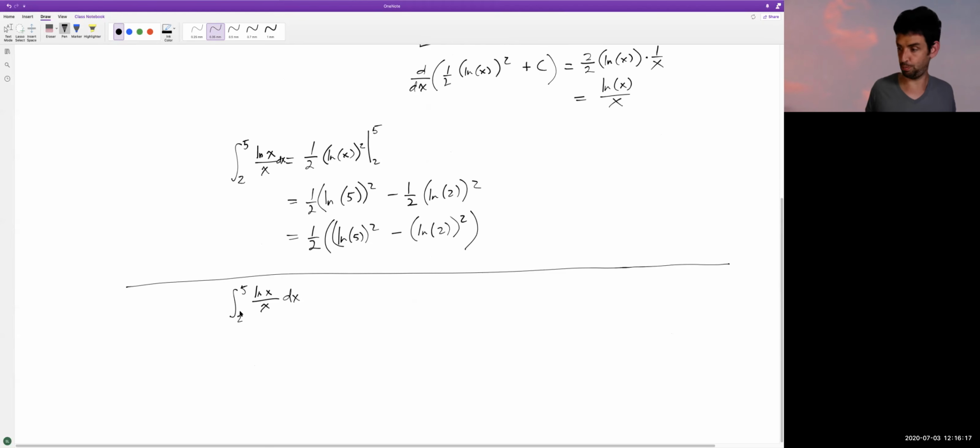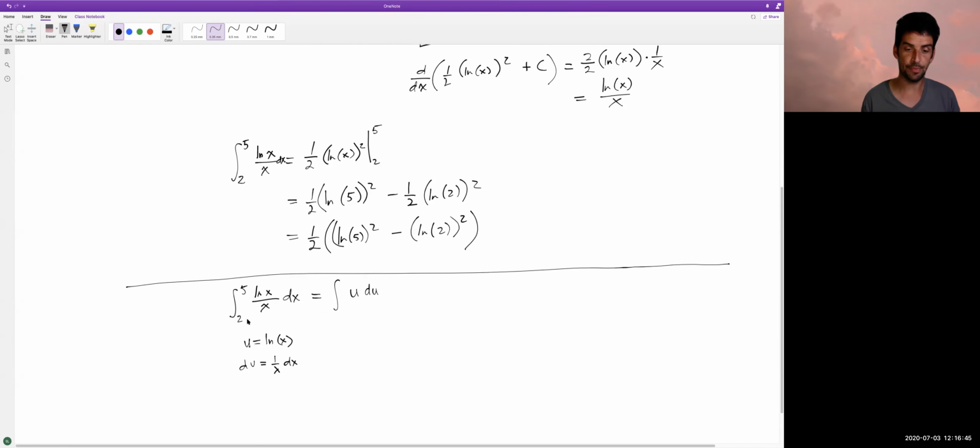Instead of pausing our definite integral, going to an indefinite integral, we can stay in the realm of the definite integral and still use substitution. And the way we'll do it is, I'll still make that same substitution. du is going to be 1/x dx. And I'll get the integral of u du.